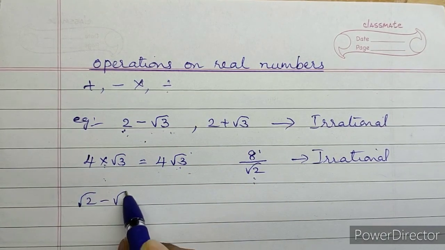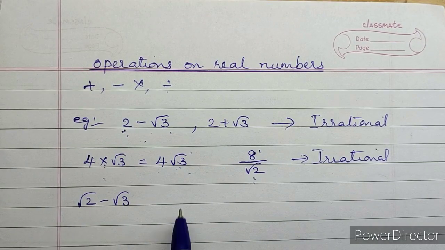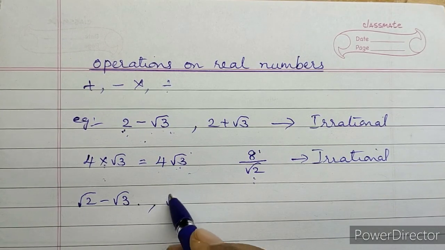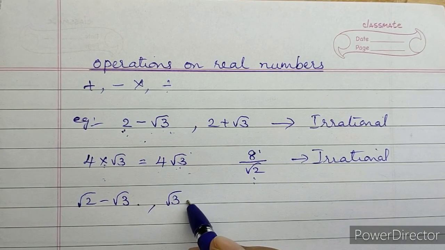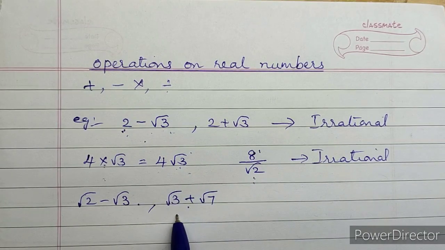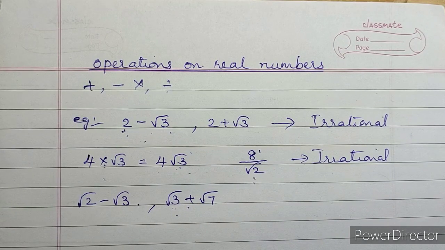Root 2 minus root 3. This also you can't do anything with. Simplification further you can't do. So, this will be the final answer. This is irrational only. Root 3 plus root 7, addition, sum. This is also irrational only, because further you can't do anything with root 3 and root 7. So, it will be irrational only.